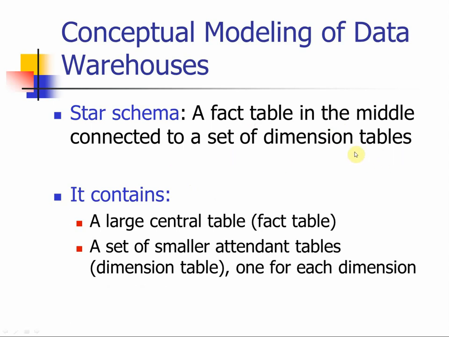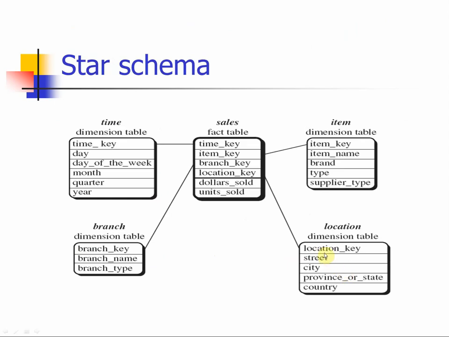So not only do you want to define your fact table, you also want to define your dimensions. It contains a large central table as well as a set of smaller attendant tables, one for each dimension. What it would look like is similar to this one. You can see that in the center, we have our sales fact table. Here, it has 4 dimensions: time, item, branch, as well as location. Each one of them has its own dimension definition.